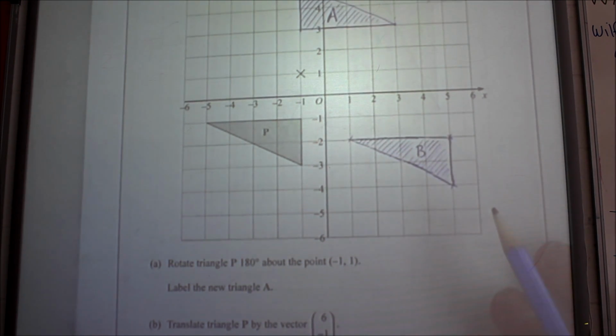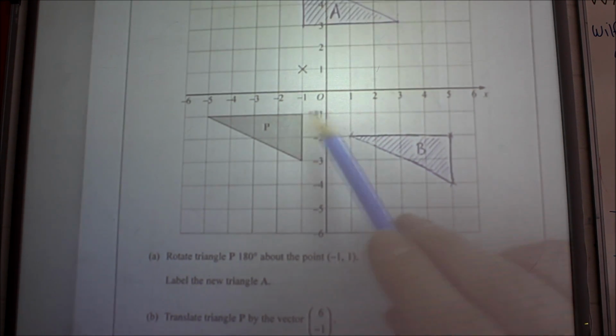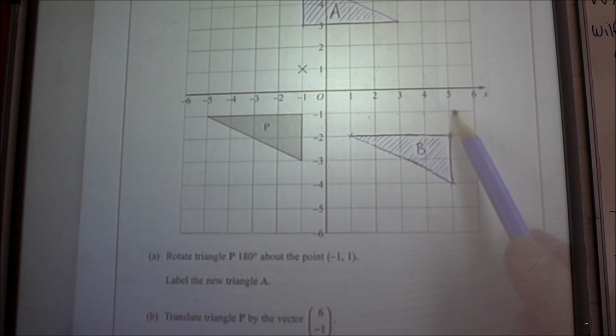Next one, translate P by the vector 6, -1. That means move it along 6. 1, 2, 3, 4, 5, 6, and -1 is down 1, so that's why it's there, and labelled them A and B, which I've done.